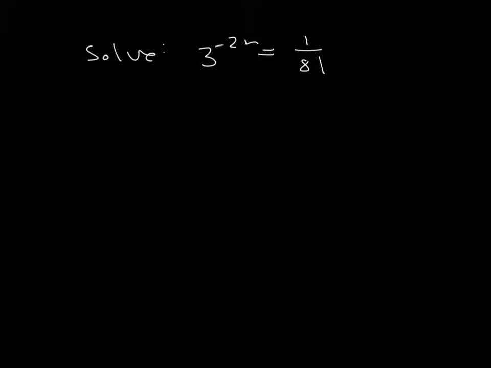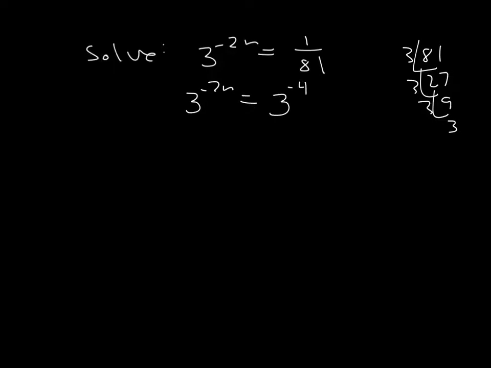So 81, let's just start with 81. Hopefully from the last problem, 81 is just a bunch of 3's also. It's 4 3's multiplied together. But that would be 81. We need 1 over 81. It's going to look something like this. How about that? Stare at that for a second. Pause it if you need to.